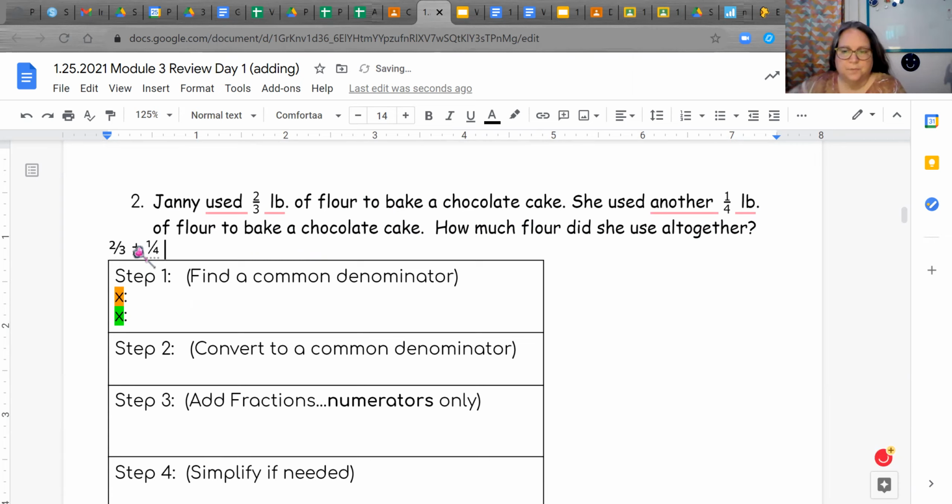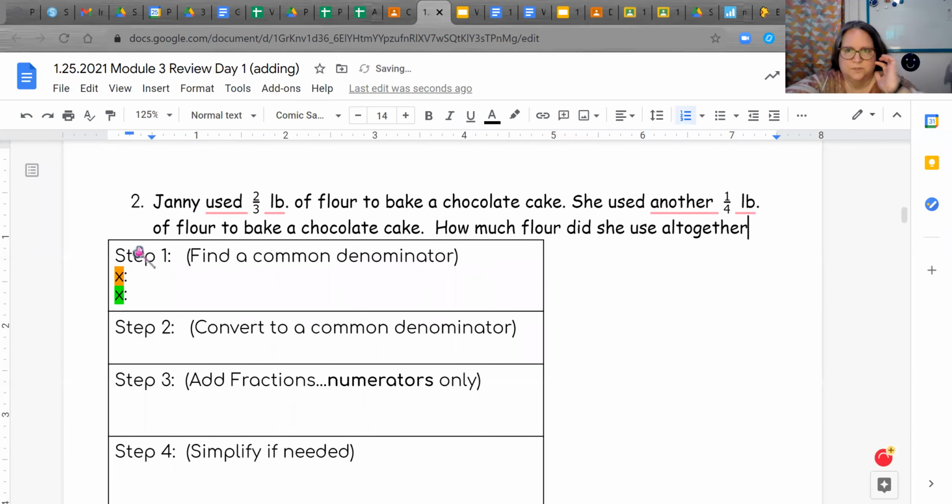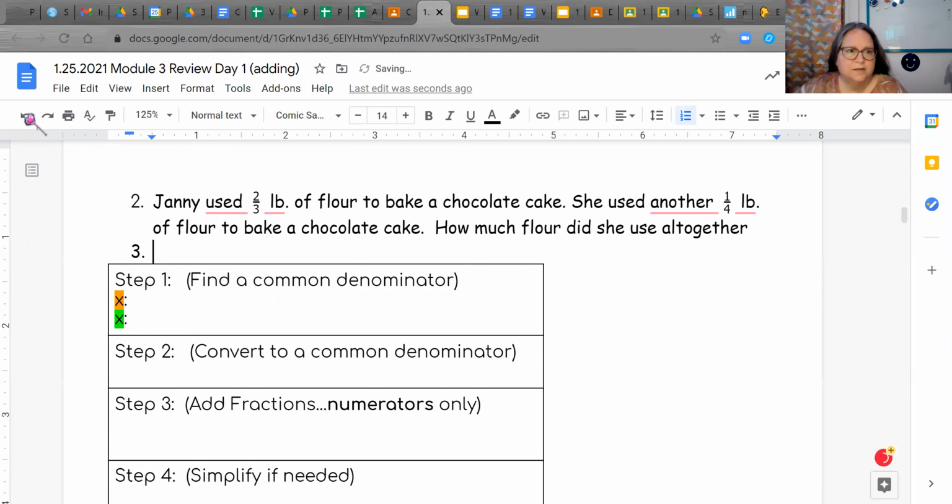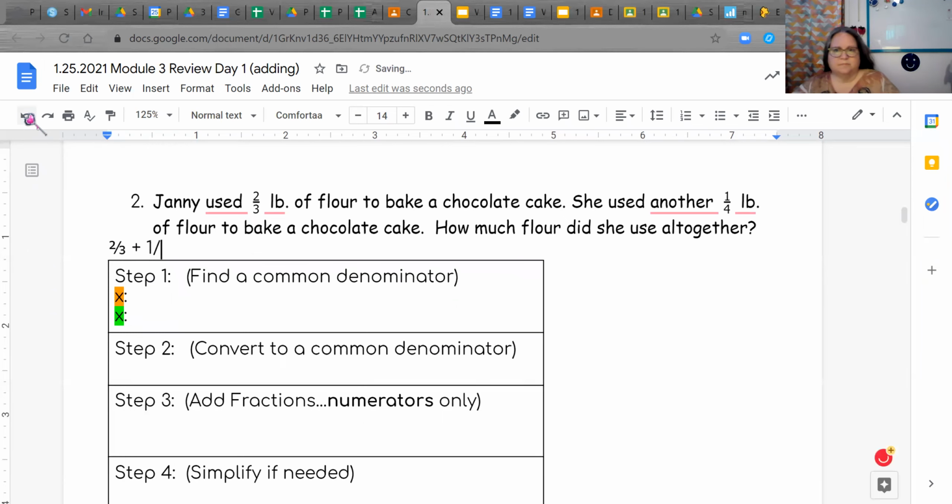There's my issue. So I'm going to quick try this again. Oops. Let's quick undo all this. Okay. So I have 2/3 add 1/4.